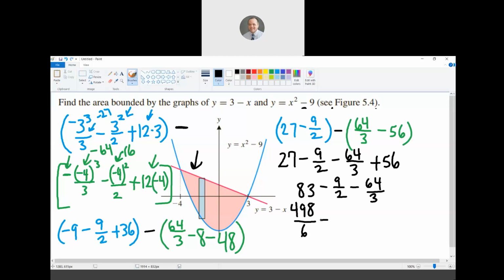The 9 over 2 can be rewritten as 27 over 6. And 64 over 3 can be rewritten as negative 128 over 6. Now all we do is subtract the numerators. And our final area is 343 all over 6.